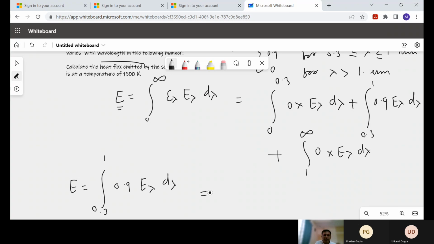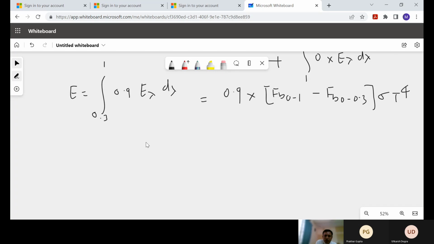So what we can have is 0.9 into F B 0 to 1 minus F B 0 to 0.3. So that will be the difference multiplied by sigma into T raised to power 4. That's what we have to calculate. Is it clear to everyone? This is the equation we need to use. Make sense? Yes, sir.